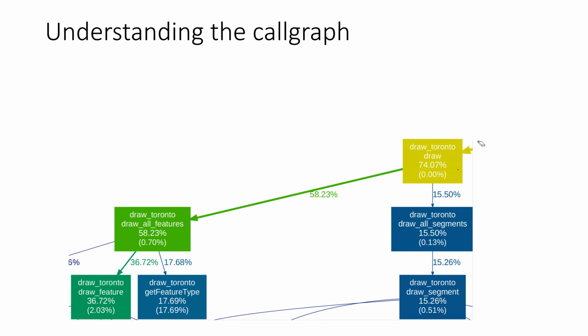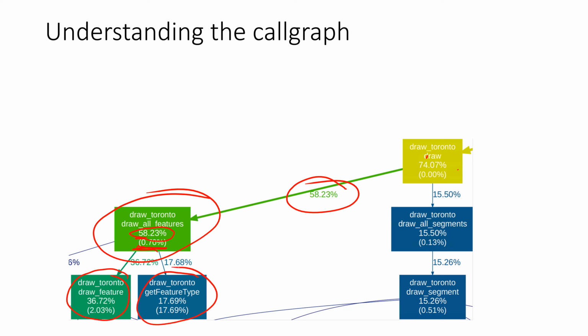If we look at what it calls, this says 50% of your total runtime is this draw routine calling the draw all features function. That draw all features function itself only takes 0.7% of the time, but including the things it calls is 58%. And we can look down here and see it calls draw feature and it calls get feature type, and each of them takes some time.